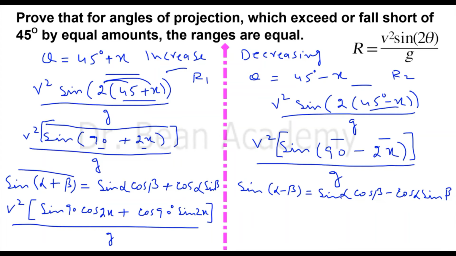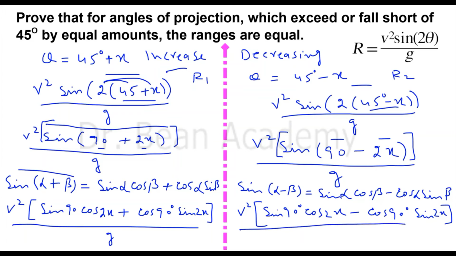I can do the same on the right side, so it will become v squared, sine of 90. The only difference from the left side is the negative sign. So sine of 90 cosine of 2x minus cosine of 90 sine of 2x, over g. So now let's analyze the situation.